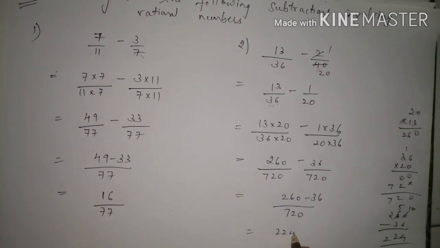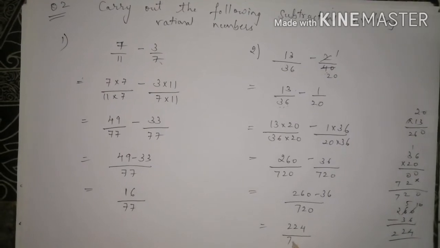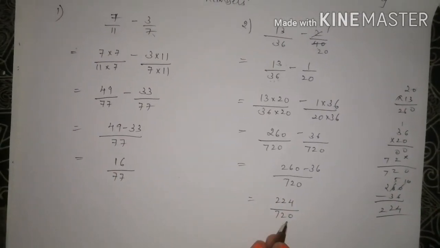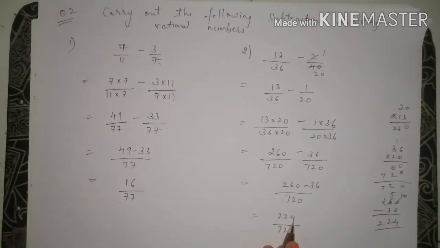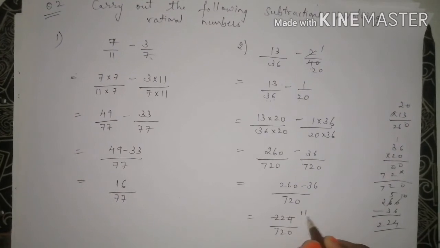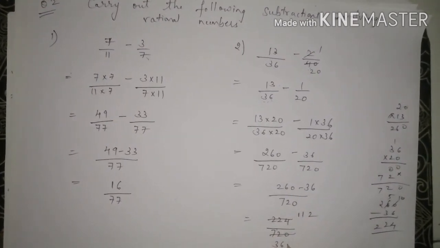So 224 upon 720. Now you have to reduce this because in the units place it is 0 and here the units place is 4. It will get reduced by 2. 2 ones are 2, 2 ones are 2, 2 twos are 4, 2 threes are 6, 1 2 6 are 12 and 0.